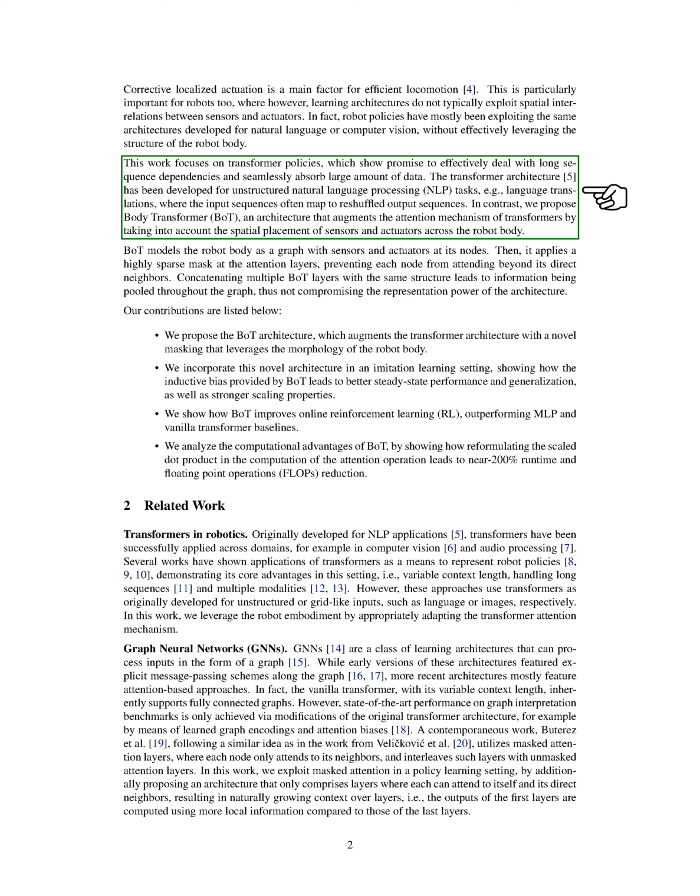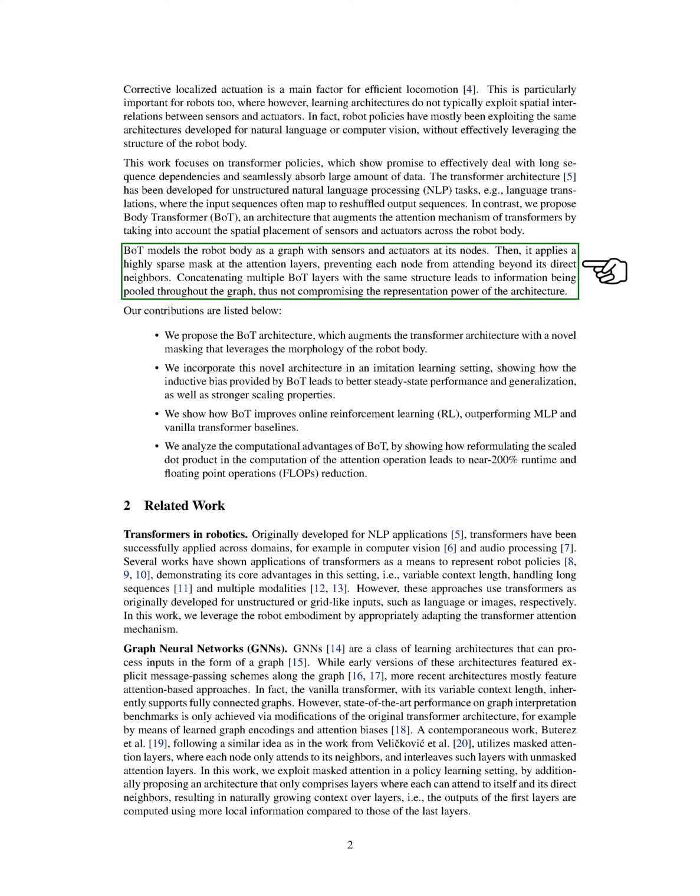We propose the body transformer, or BOT, which enhances the attention mechanism of transformers by considering the spatial arrangement of sensors and actuators on a robot. We model the robot's body as a graph, with sensors and actuators as nodes, and apply a sparse mask in the attention layers to limit each node's focus to its immediate neighbors. Stacking multiple BOT layers allows for information pooling across the graph without losing the architecture's representational strength.